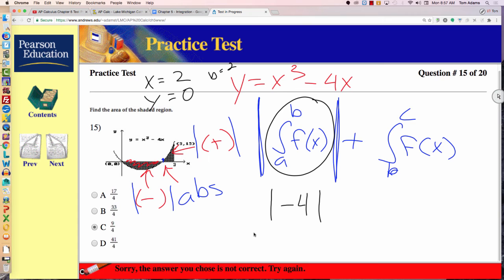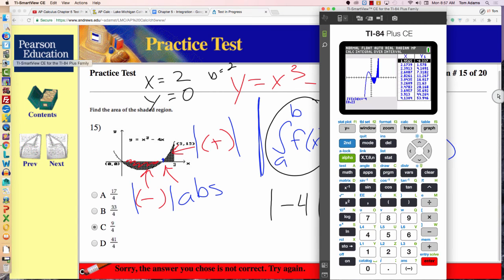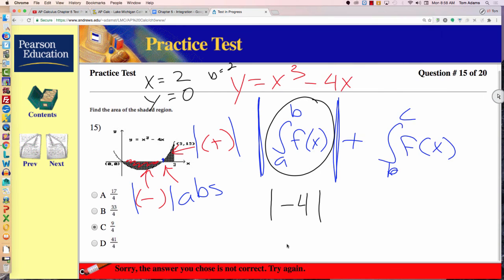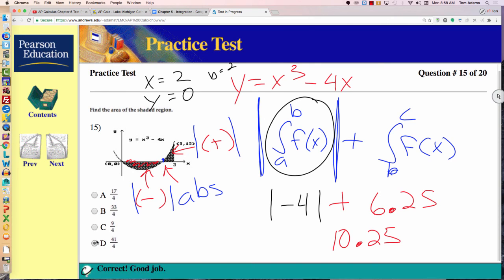Now let's evaluate the second side. So now I'm going to go from 2 to 3. I'm going to say second trace to pull up the calculate menu, option number 7, to get the area under the curve, and I'm going to go from a lower limit of 2 to the upper limit of 3, and that yields 6.25. And so then that becomes 4 plus 6.25, or 10.25. Now I can convert 10.25 to, I think it's this, 41/4.